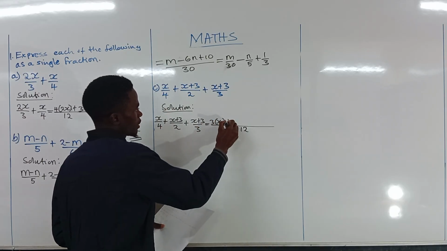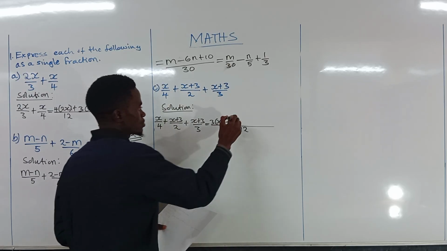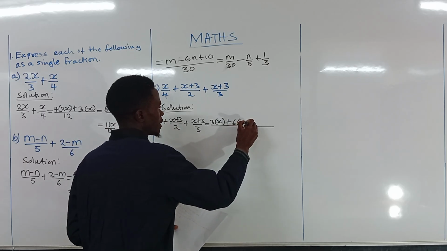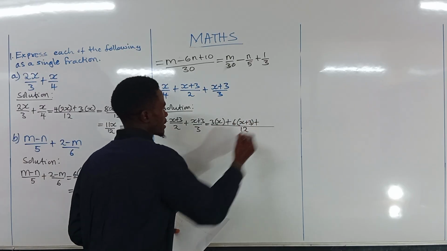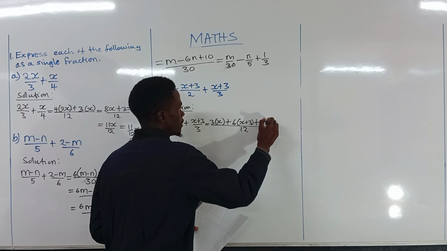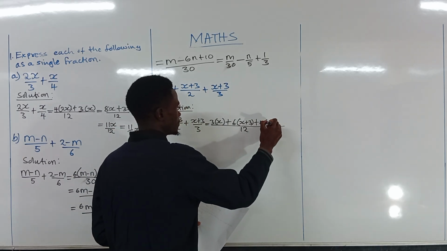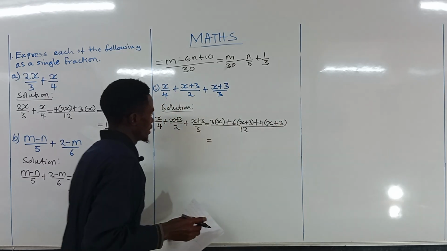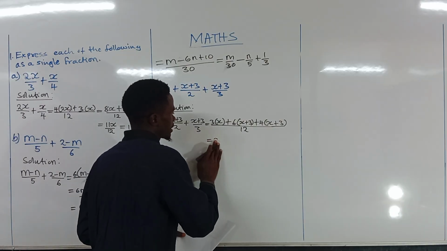Second term, we are going to have plus here. 2 divides 12 6 times, so we have 6 into the numerator of 2, we have x plus 3. And then we go to the third one, it is a plus again. 3 divides 12 4 times, so we write 4 here, times the numerator of the third term, x plus 3. So we are going to have our number being 3x. We now open up the bracket.